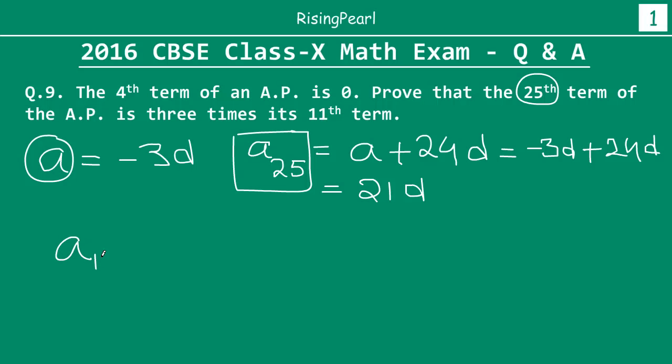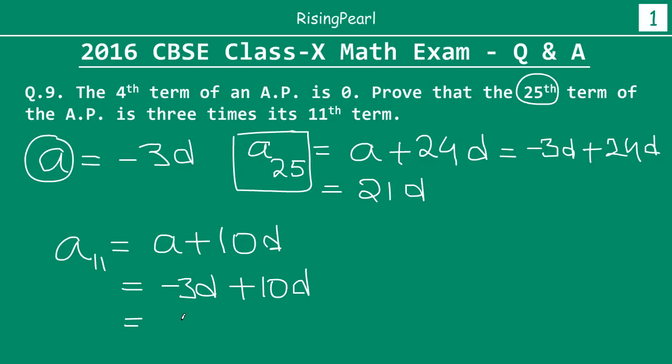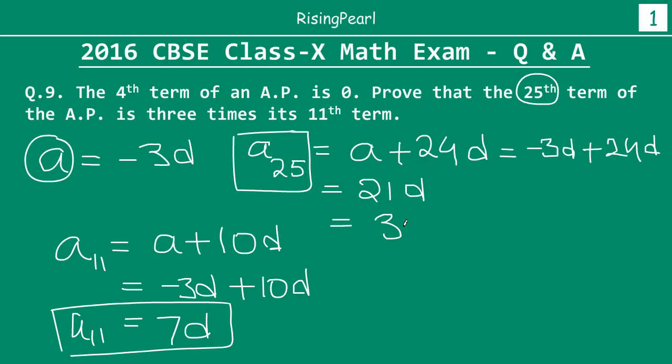Now what about A11? A11 we saw earlier will be A plus 10D. So again, instead of A we are going to replace it by minus 3D. So we will have minus 3D plus 10D, or 10 minus 3 will be 7D. So A11 is equal to 7D and A25 is 21D. So we can write this 21 as 3 multiplied by 7D, and 7D is A11, so it will be 3 times A11.